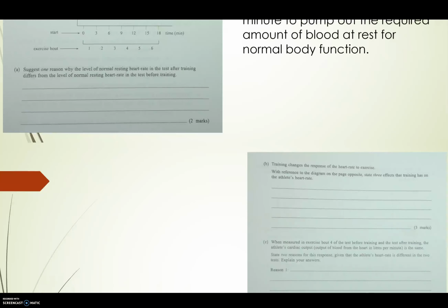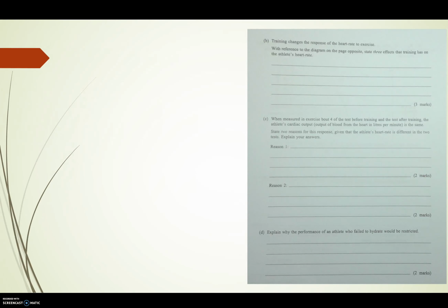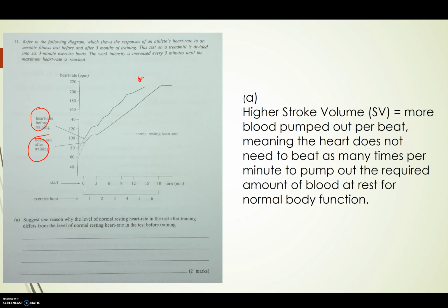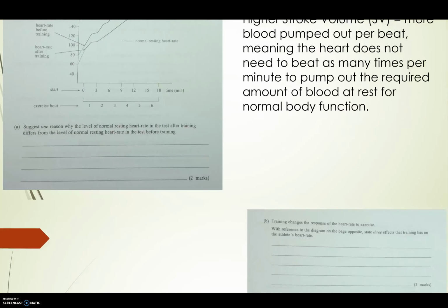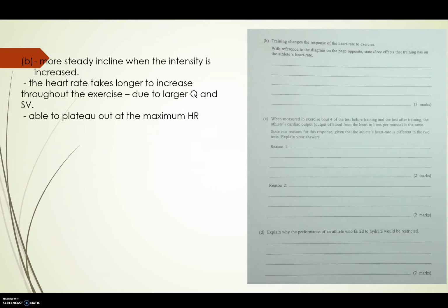Okay, let's move on to the next question. So training changes the response of the heart rate to exercise. With reference to the diagram on the page opposite, state 3 effects that training has on the athlete's heart rate. So again, looking back at that diagram, I would say that we would have a lower resting heart rate. We might have a more steady incline to our higher heart rates. And what else have I written here? More steady incline, higher. The heart rate takes longer to increase throughout the exercise.